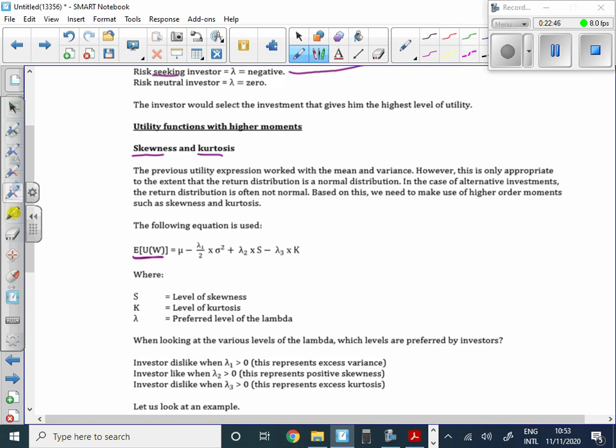When I want my expected utility, what am I looking for? As any investor, no matter how risk averse you are, you're looking for the investment that gives you the highest amount of utility. That's all. Nothing crazy, nothing difficult, nothing mad. Just give me the highest amount of utility. How do I calculate that? Well, here I'm going to be including skewness and kurtosis. The previous one, I just used means and variances.